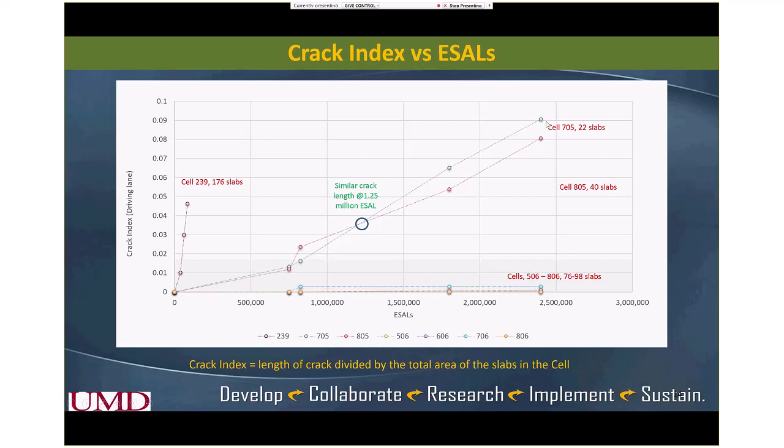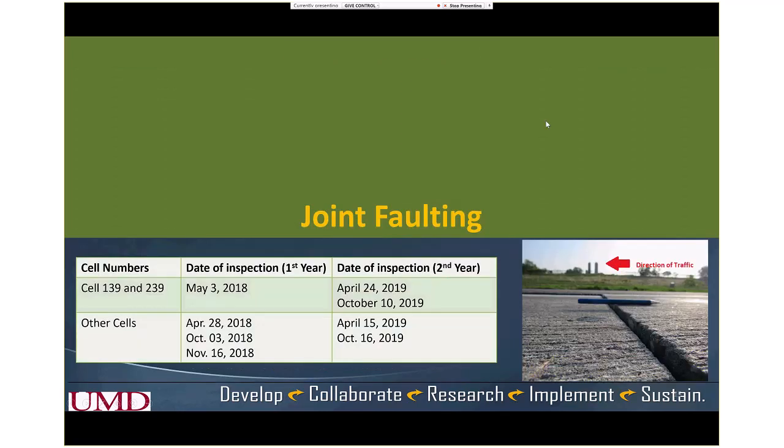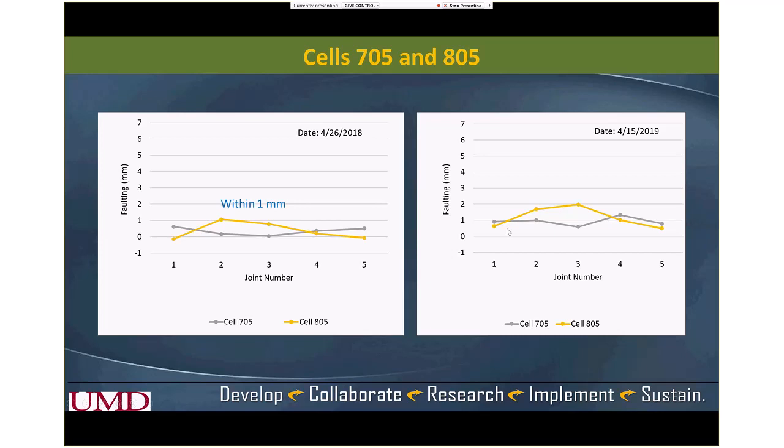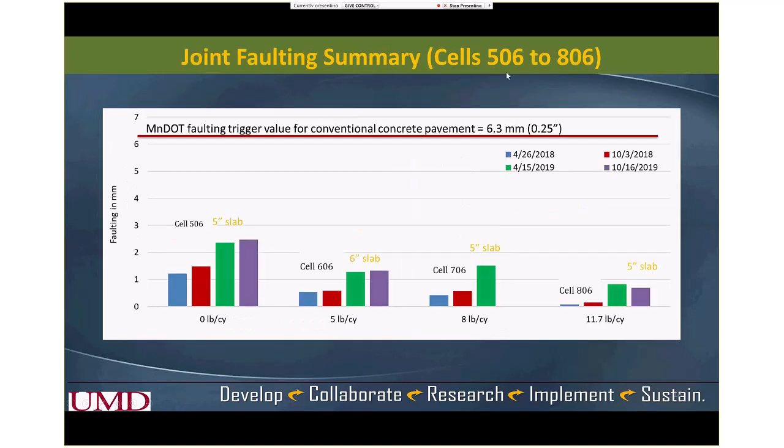In terms of joint faulting for cells 139 and 239, the faultings were not bad. 705 and 805 were the same, within 1 to 2 millimeters. For 506 to 806 on the main line, we have seen more faulting on the plain concrete, which is 506. You can see it didn't have any fiber, 0 pound per cubic yard, so faulting kept on increasing. But the cells with fibers had low faulting.